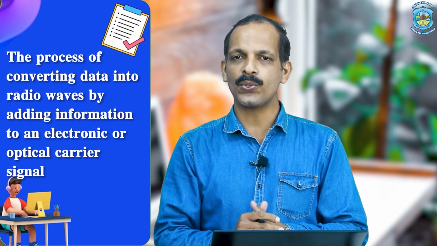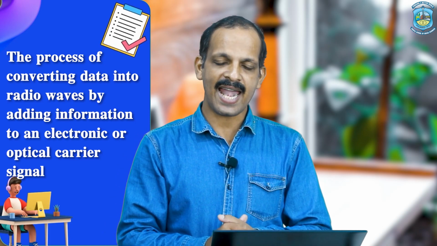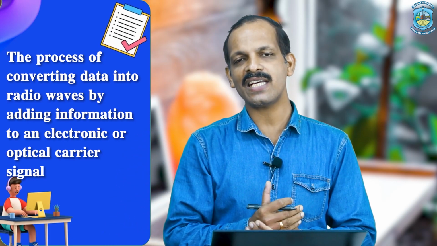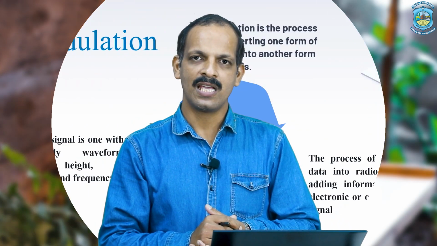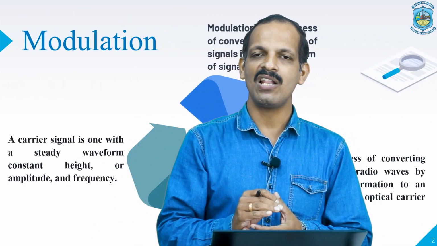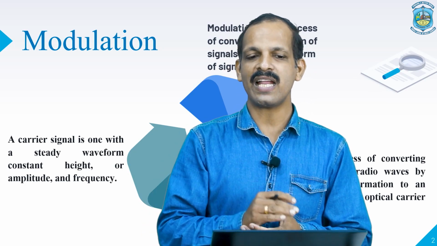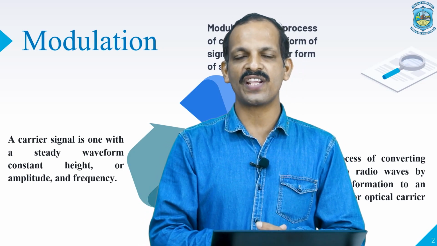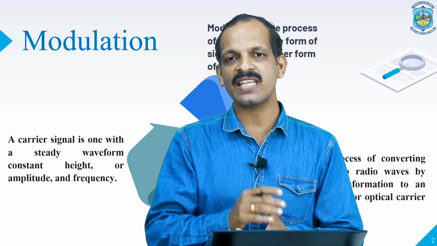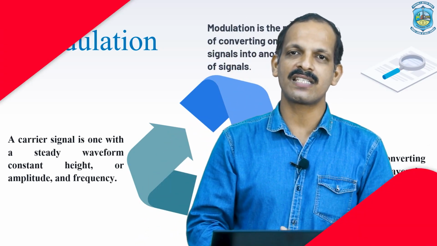In the case of modulation, different types of definitions are there. In another way, we can say the process of converting data into radio waves by adding information to a carrier signal is called modulation. So the first question is, what is a carrier signal? A carrier signal is a signal which has high, constant amplitude and constant frequency. That type of signal we call a carrier signal.